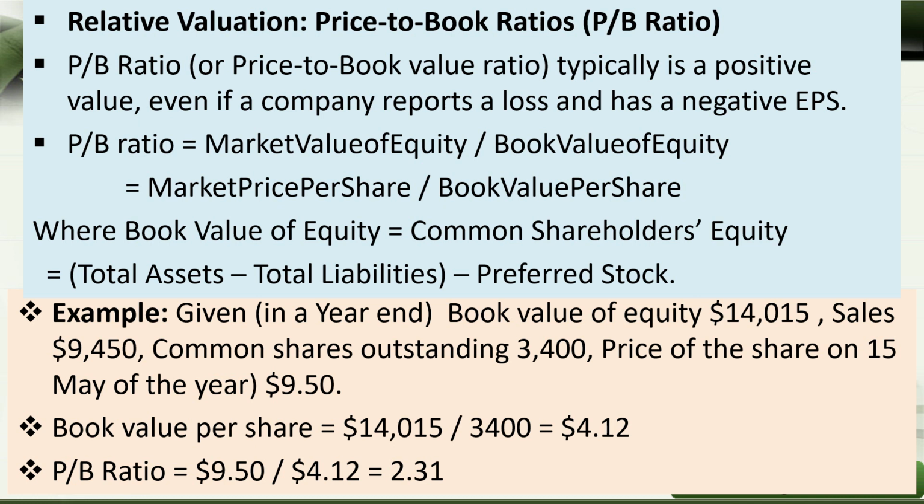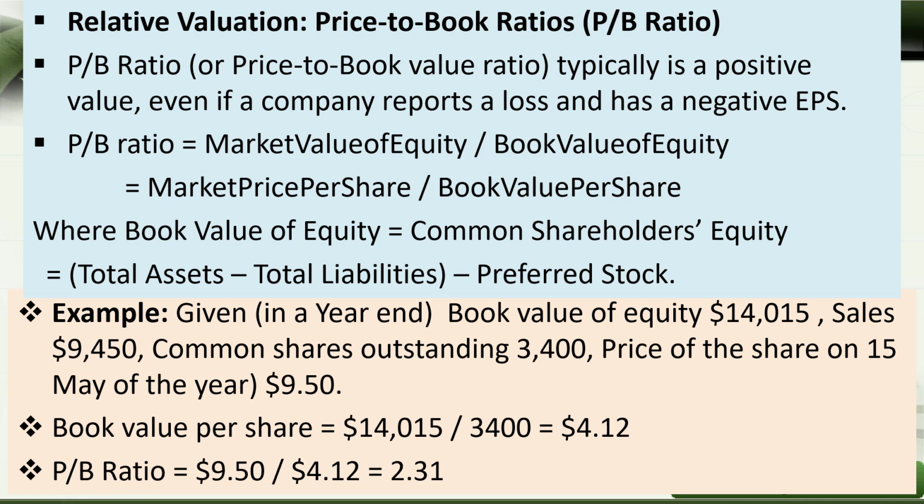Where book value of equity equals common shareholders' equity. The common shareholders' equity is arrived at by taking total assets minus total liabilities, and then minus the preferred stock value. Because total assets minus total liabilities is the equity value, from the total equity you deduct the preferred stock, so you get the common shareholders' equity.